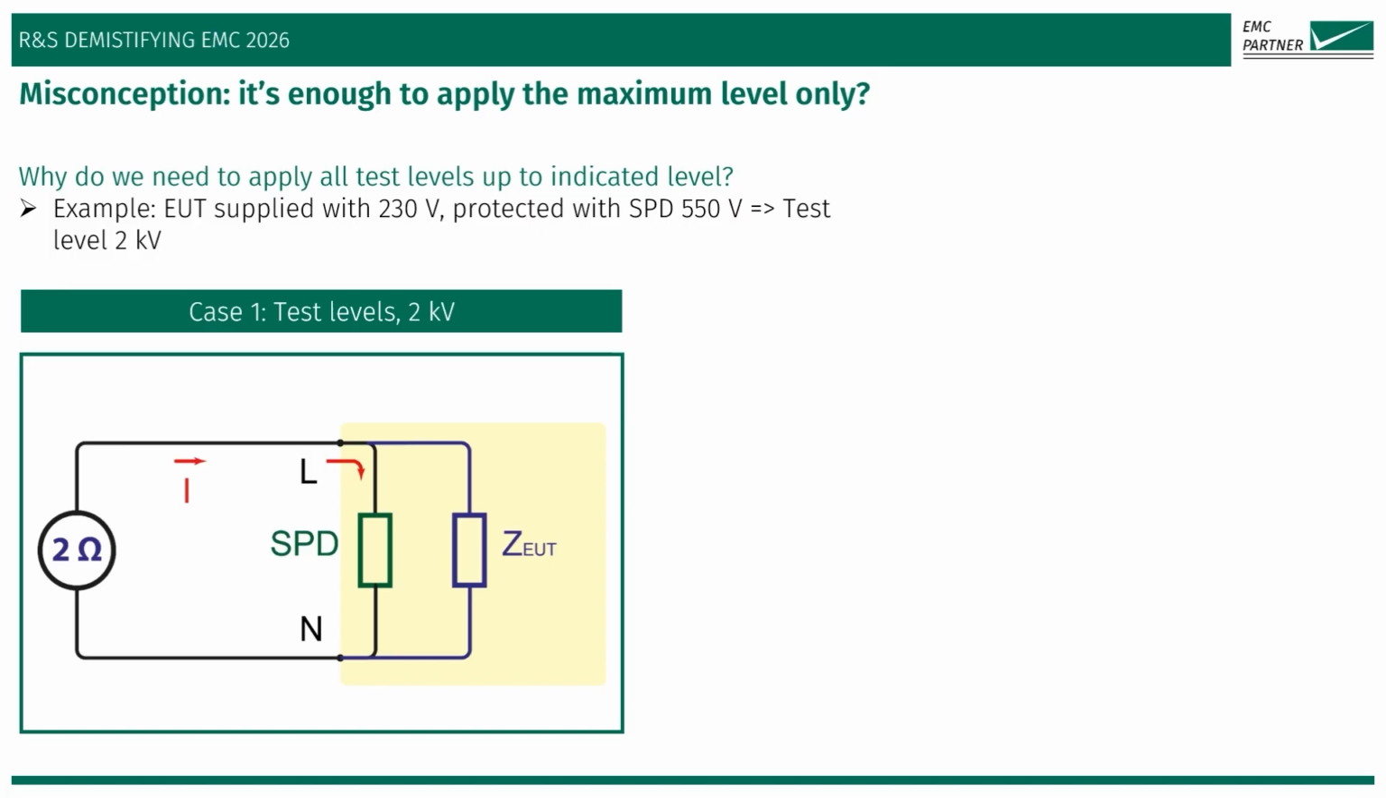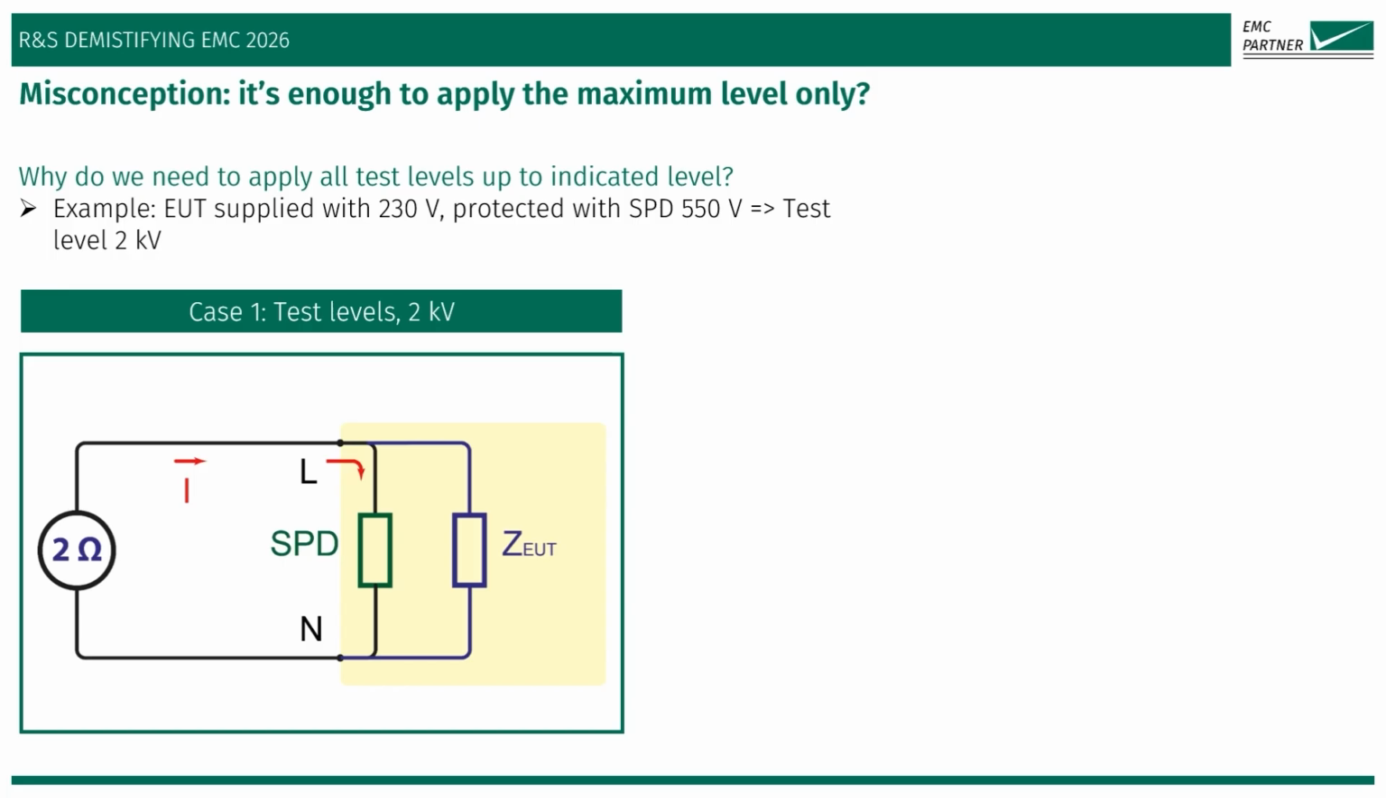A common misconception is that, to save time, it's enough to test only the maximum surge level. This is actually not always correct. All test levels up to the specified level must be applied, starting with 500 volt, 1 kilovolt, and up to 2 kilovolt. Let's go through an example to demonstrate the issue.